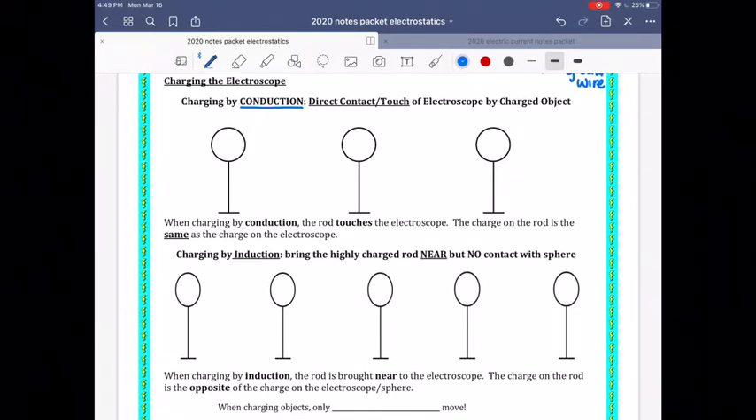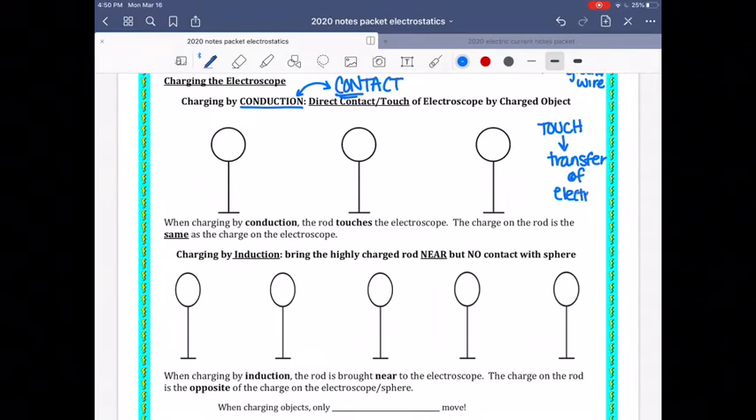Okay, conduction starts with C-O-N. And so does the word contact. Okay, conduction, contact. So when you charge something by contact, the two objects are going to touch. When you touch objects, that causes a transfer of electrons. All right, not protons, just electrons. Okay, so anytime we're dealing with an electroscope, we're starting with a neutral electroscope.